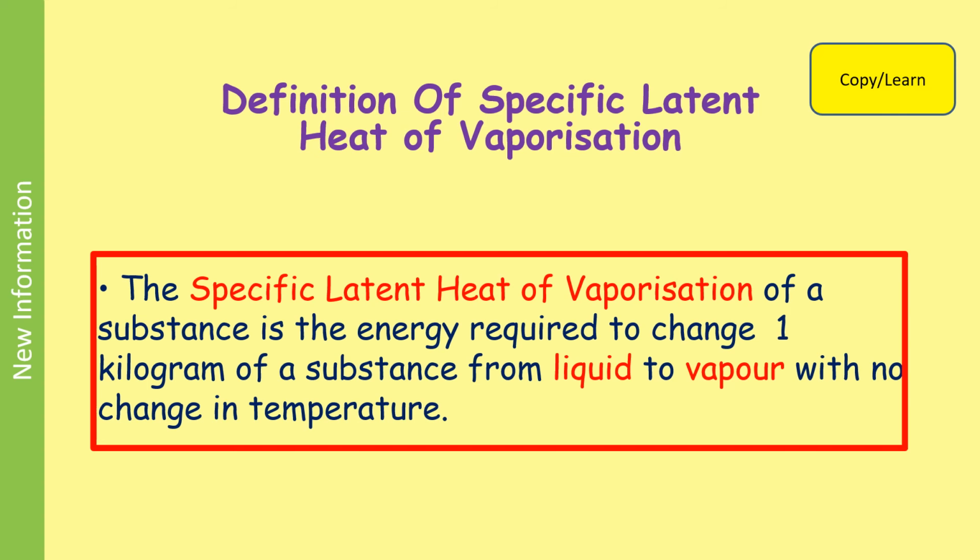This is our formal definition of the specific latent heat of vaporization, and again it's something we need to know. The specific latent heat of vaporization of a substance is the energy required to change 1 kilogram of a substance from liquid to vapor with no change in temperature.